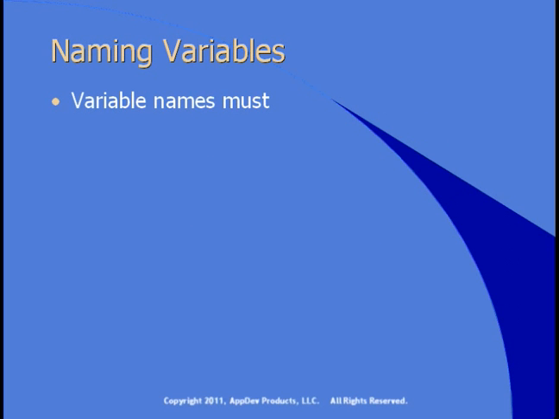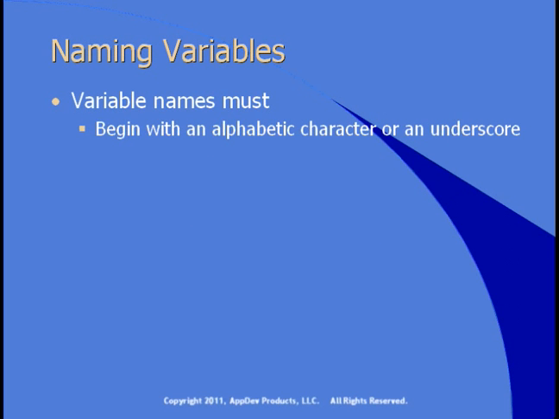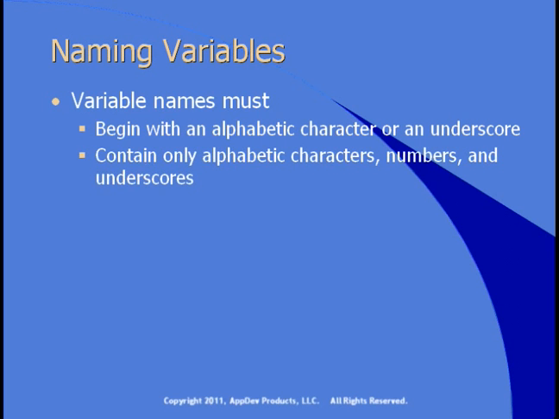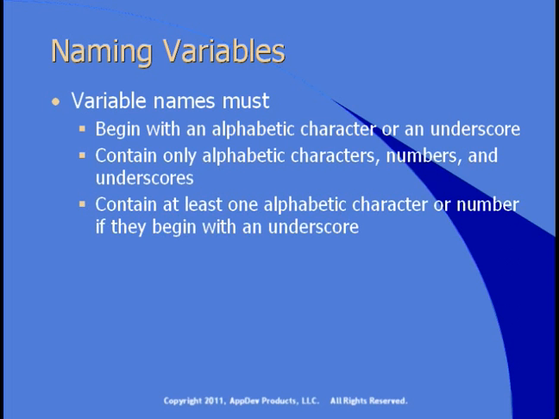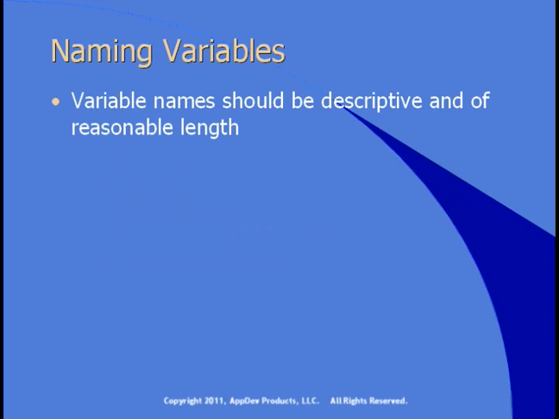There are some rules for variable names. A variable name has to begin with an alphabetic character or an underscore, and then contain only alphabetic characters, numbers, and underscores. And if you begin with an underscore, there has to be at least one alphabetic character or number in there. And then your variable names have to be less than 1023 characters, which should not be too imposing a limit on you. Your variable names should be descriptive and they should be of reasonable length.